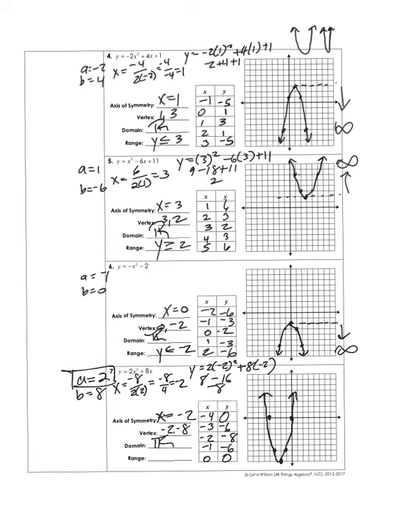Domain is always all real numbers. The range, this one started way down here at the bottom at y equals negative 8 and continued to go up forever to infinity. So y is greater than or equal to negative 8.